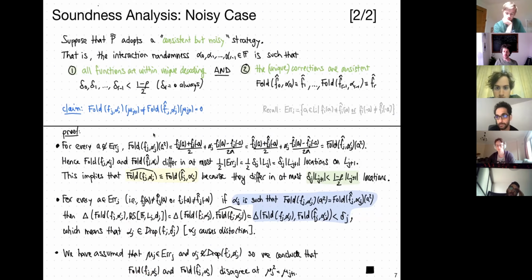It's a bit of a convoluted argument. In some way, we're trying to show that the fold will disagree, and we show that the only way in which the fold of the function and the correction will somehow agree is if we drop distance, and this is exactly why we do the folding in the random way, which prevents dropping. Okay, so that's regarding the analysis of the noisy case.